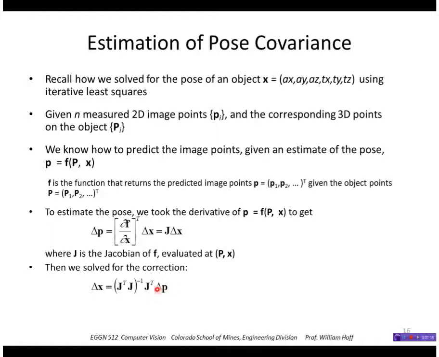Delta P here is the error between the predicted location of the point and its actual measured location. And then we found the correction to the pose, delta X. We added that to X, and we just repeated those steps.